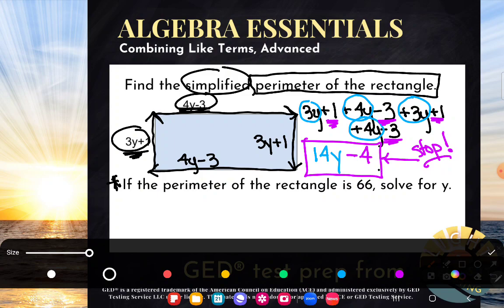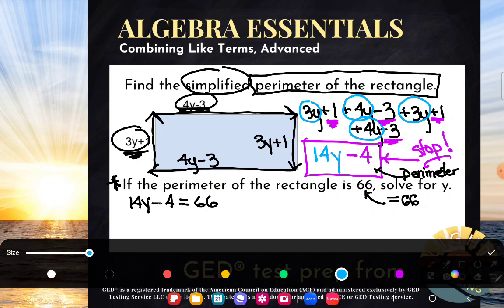Well, guys, we just found the perimeter one way. We said that this was the simplified perimeter of our rectangle. And then there's another way to talk about it. We also know it's equal to 66. And so we're going to put those two things together, that simplified expression, 14y minus 4, that represents the perimeter. And now the new numeric perimeter that we know, it's equal to 66. And now this is fairly simple. It's just a two-step equation to solve for y.